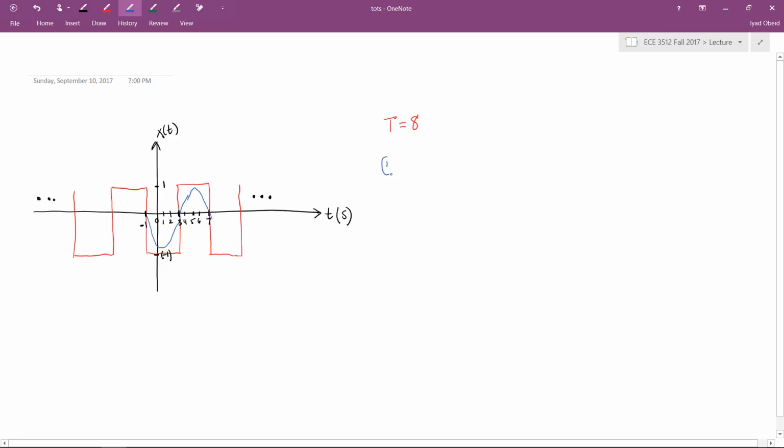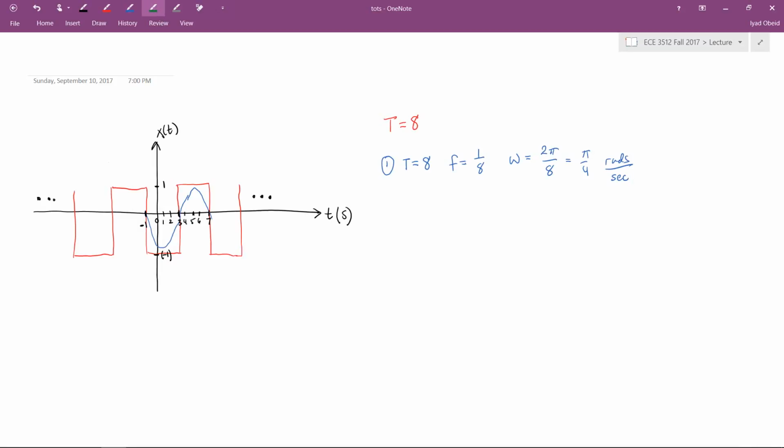So for that very first cosine, we said let's assume that that cosine also has a period of 8 seconds, and therefore it has a frequency of 1/8 of a hertz, and therefore it has an angular frequency of 2 pi f, which is 2 pi over 8, which simplifies to pi over 4 rads per second. All right, so that's straightforward enough.